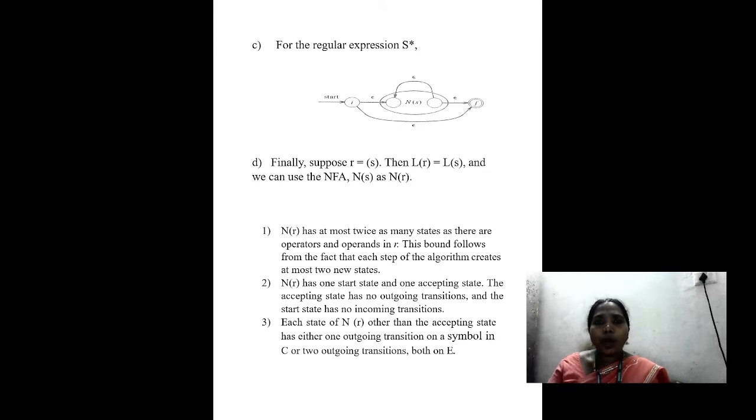N of R has one start state and one accepting state. The accepting state has no outgoing transitions, and the start state has no incoming transitions. Each state of N of R other than the accepting state has either one outgoing transition on a symbol in Σ or two outgoing transitions both on ε.